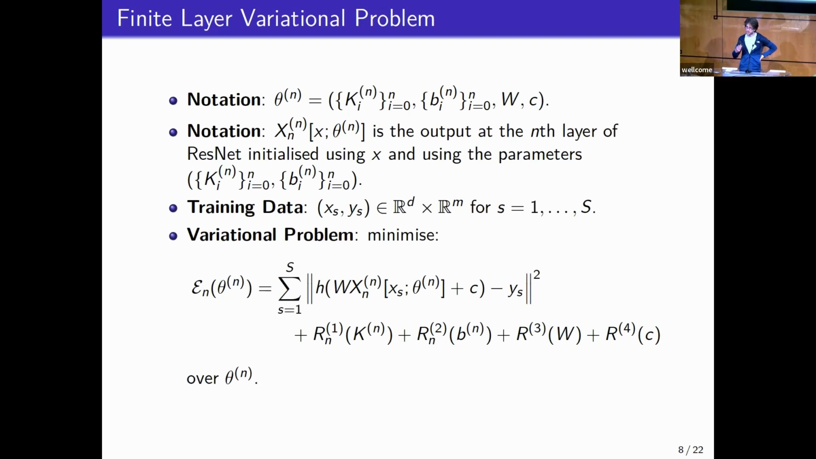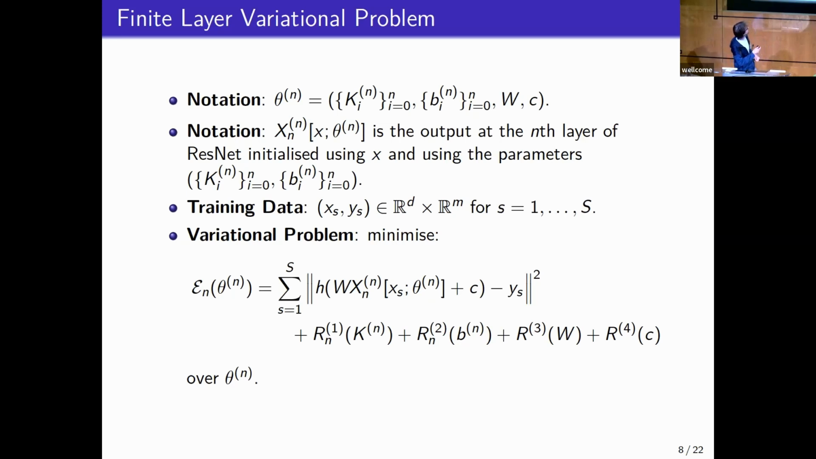Now I'm interested in the variational problem. I look at how well my neural network approximates the training data that I'm given. The first term here is just summing the error over each of my training data points. Then I have these four terms here, which are my regularization, and these are just to make sure I get a well-posed limit in the end.